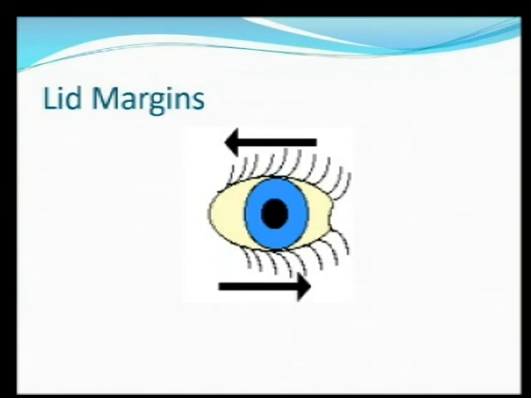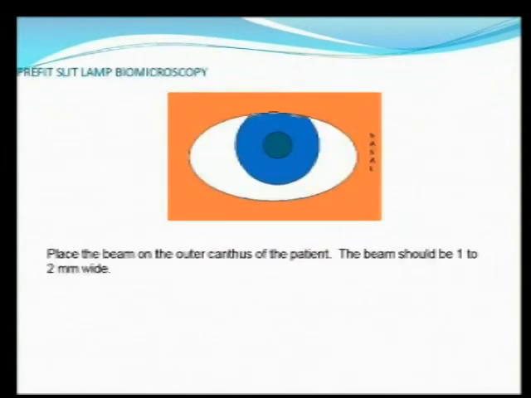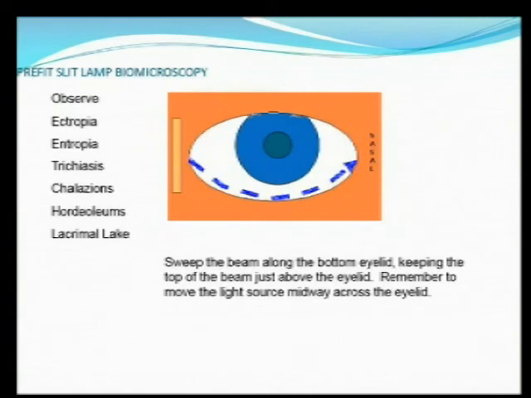And I'll demonstrate all these steps on Friday anyways. But again, we're going to start out with the lid margins. Again, 1 to 2 millimeter width beam. As we go across, we're going to lower the beam so that we're not getting into the pupil. You can have the patient look up. You're going to sweep along. When you get to the midpoint, move the light source to the nasal side. Continue your sweep. And what kind of things do we expect to see?